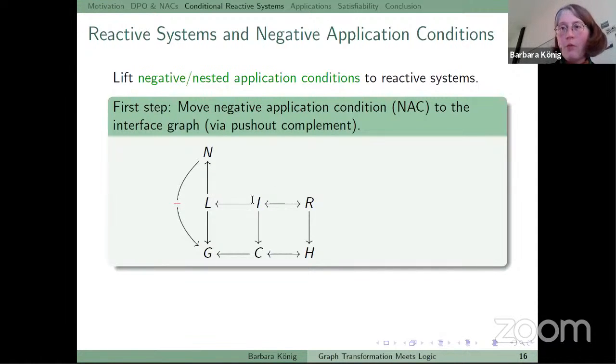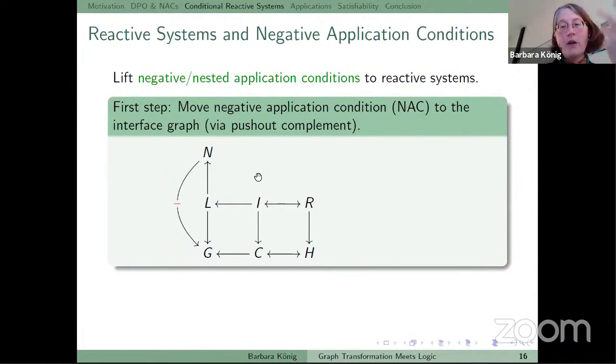So now we have one problem because the L is actually inside a Cospan. You cannot access it in reactive systems. There's no way to talk about this L. It's hidden inside the Cospan. So you cannot really do this. But actually there's an alternative equivalent.